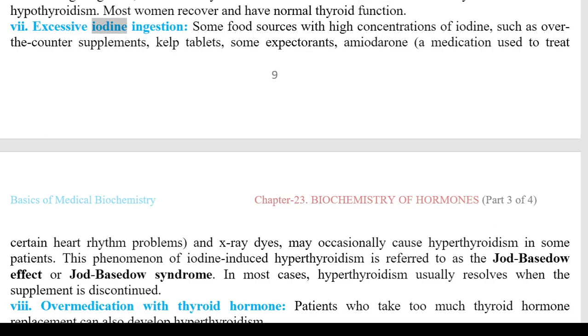7. Excessive iodine ingestion. Some food sources with high concentrations of iodine, such as over-the-counter supplements, kelp tablets, some expectorants, amiodarone, a medication used to treat certain heart rhythm problems, and X-ray dyes, may occasionally cause hyperthyroidism in some patients. This phenomenon of iodine-induced hyperthyroidism is referred to as the Jod-Basedow effect or Jod-Basedow syndrome. In most cases, hyperthyroidism usually resolves when the supplement is discontinued.